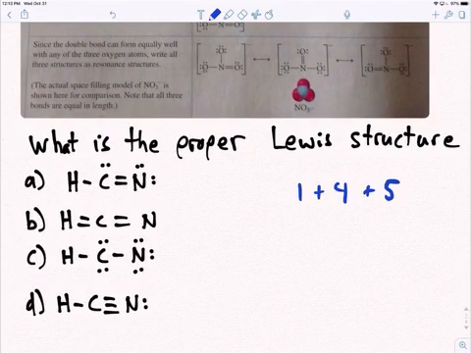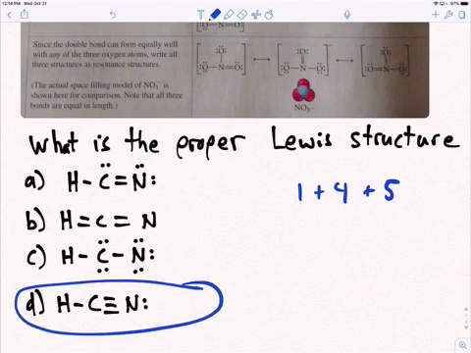How many people think it's A? I think it's B. I think it's C. I think it's D. All right, so people are going for D. D is the correct answer. So D is correct, and that's the one that has 10 electrons if you count them up.